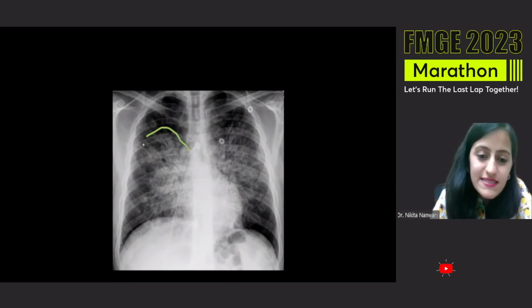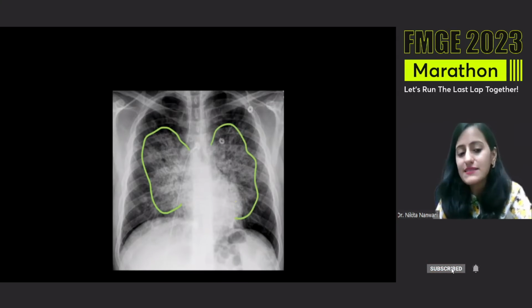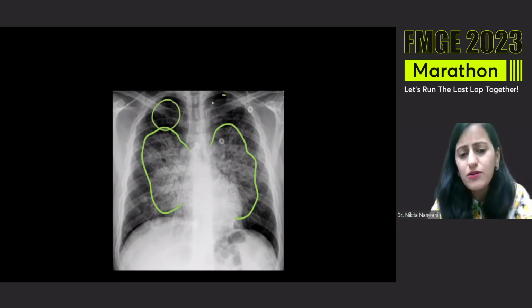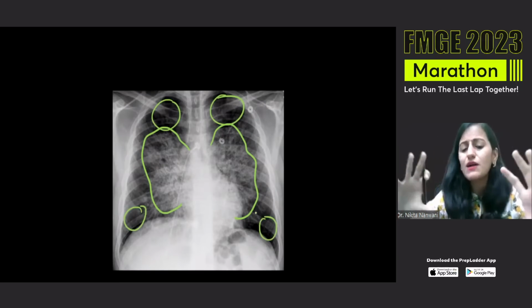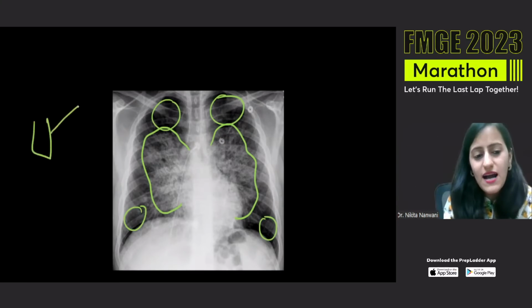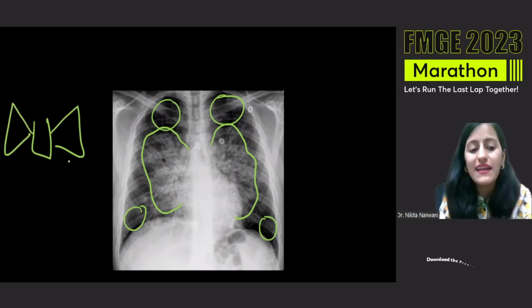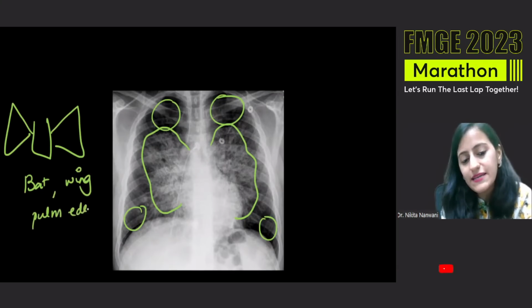What we can see is bilateral symmetrical opacities, more in the central part of the lung. The upper lobes, the apices are spared, the costophrenic angles are spared. It's the middle part which is involved. So this is the heart, and we have the bilateral symmetrical opacities fanning out. This is the bat wing appearance, which is seen with pulmonary edema.